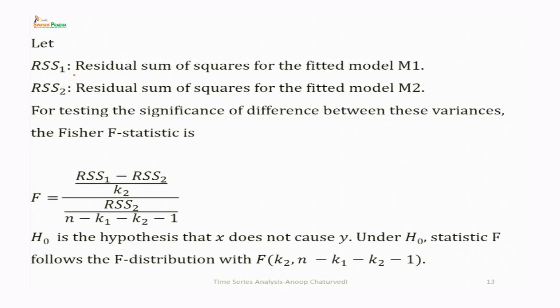Now, suppose RSS1 is the residual sum of squares for the fitted model M1, and RSS2 is the residual sum of squares for the fitted model M2. Then for testing the significance of the difference between these variances, you can use the Fisher F statistic, which is F equal to (RSS1 minus RSS2) divided by K2, divided by RSS2 divided by (n minus K1 minus K2 minus 1). And under the null hypothesis that X does not Granger cause Y, this statistic follows an F distribution with K2 and n minus K1 minus K2 minus 1 degrees of freedom.